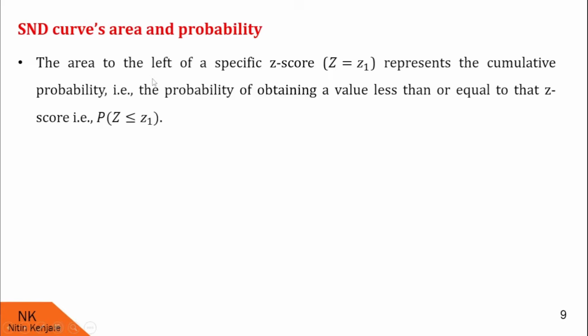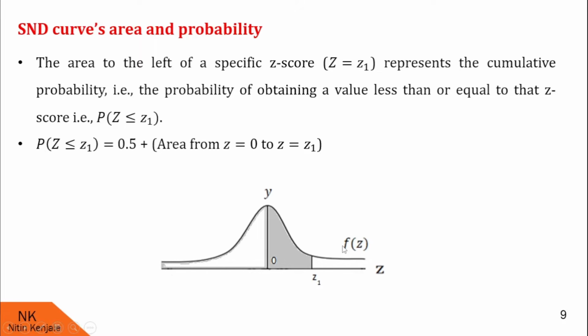Next, we see the area to the left of a specific z score, say z equal to z1, represents the cumulative probability. That is, the probability of obtaining a value less than or equal to that z score. I mean, probability of z less than or equal to z1. Here, probability of z less than or equal to z1 can be given by 0.5 plus the area from z equal to 0 to z equal to z1. Let us understand this statement with the help of a graph.